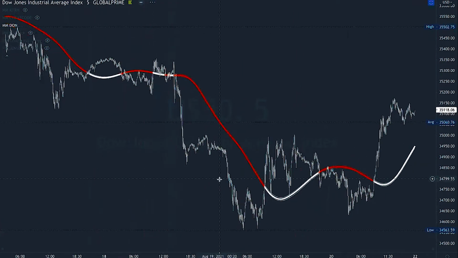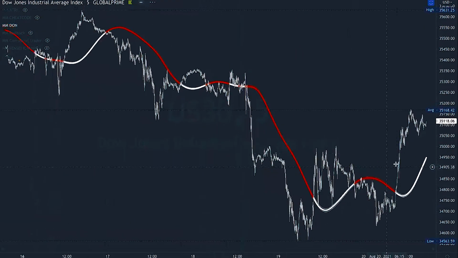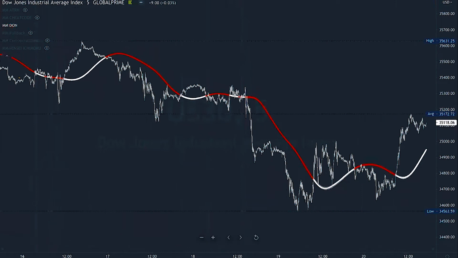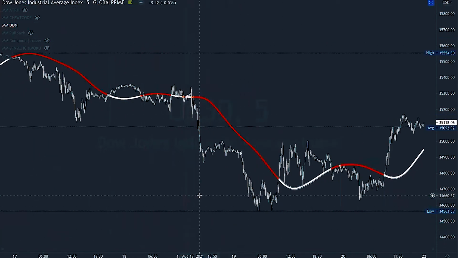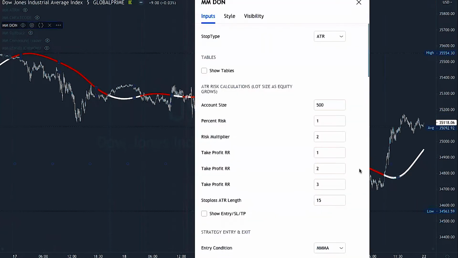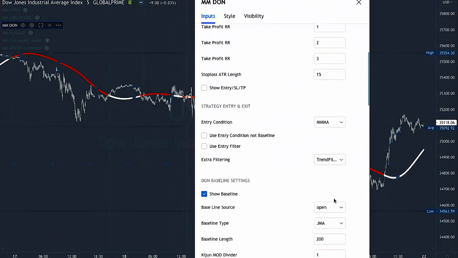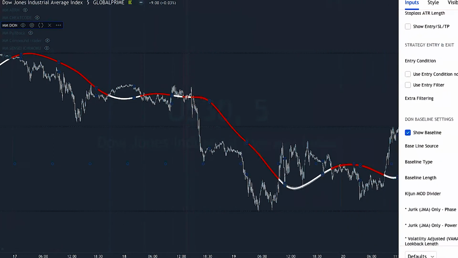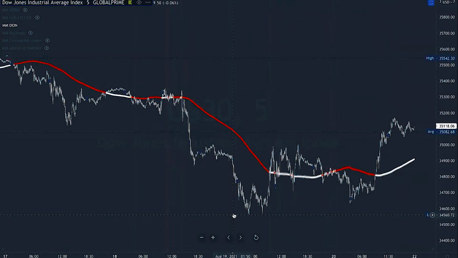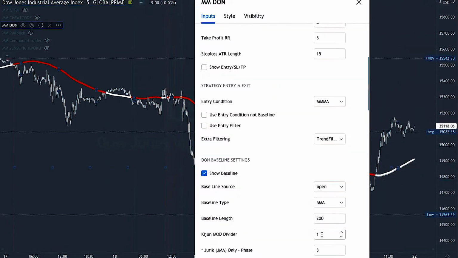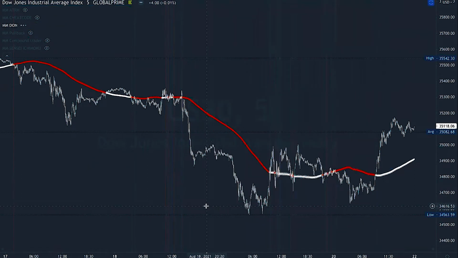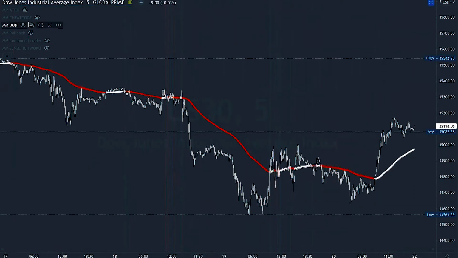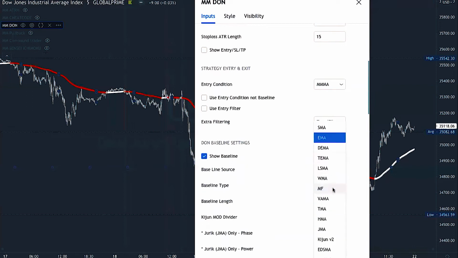Now, a baseline is important because there are so many different types of moving averages. If you haven't seen my moving average video, go check that out. Especially in the Money Moves DAWN, there are about 15 different types of moving averages. If I go down here, baseline type, I'm using the JMA. If I change this to the simple moving average, you can see how that changes. This is just on the 200. If I change it to the EMA, you can see how the baseline changes, ever so slightly, but it does make a difference to your strategy.